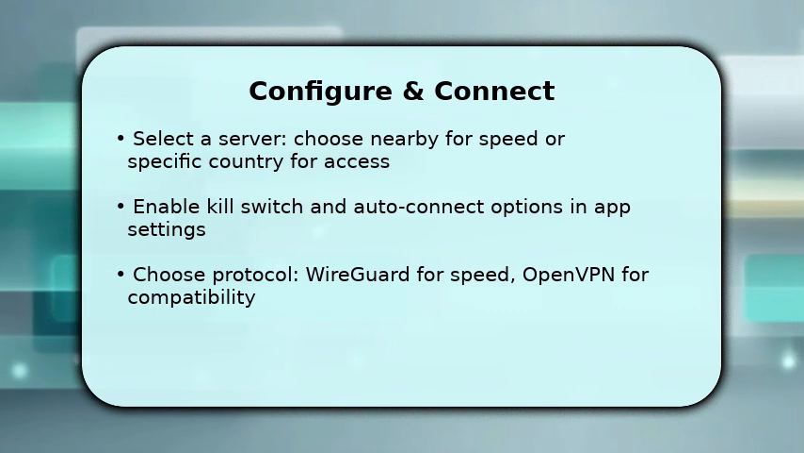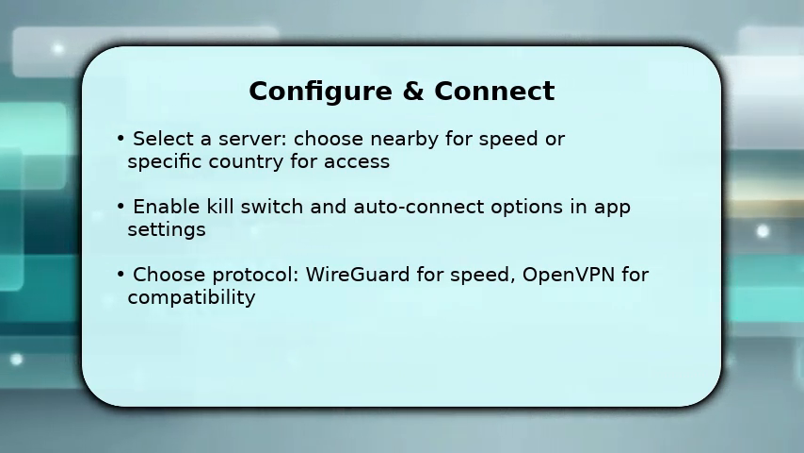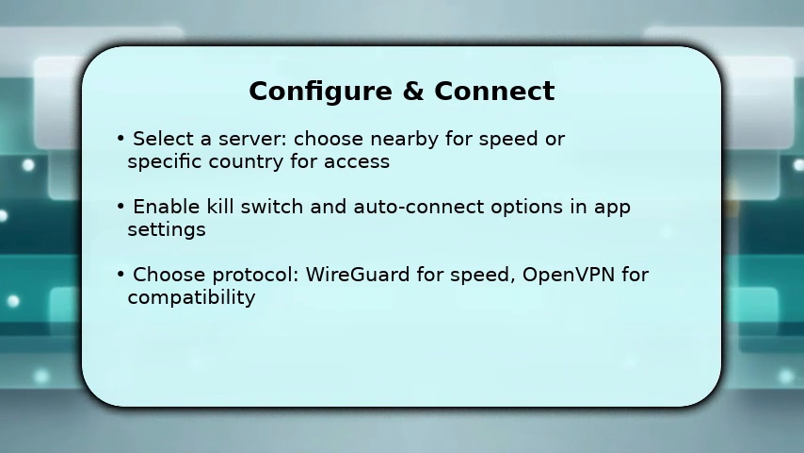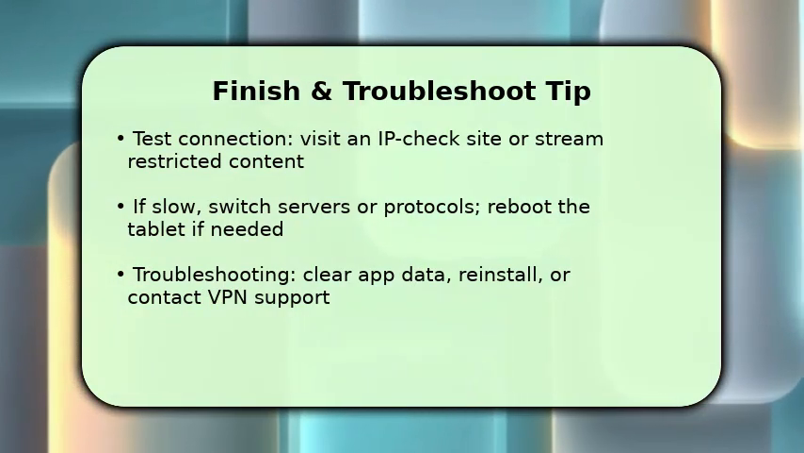Once configured, tap Connect. You'll see a persistent icon, or status, that confirms the secure tunnel is active. To finish, verify the VPN is working by checking your IP address or opening a geo-restricted app.